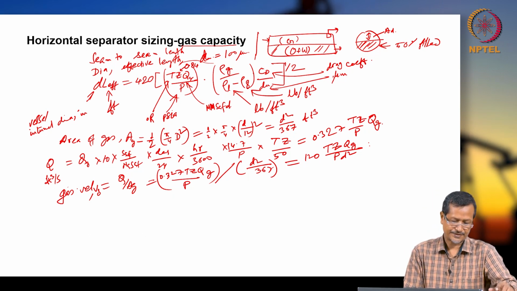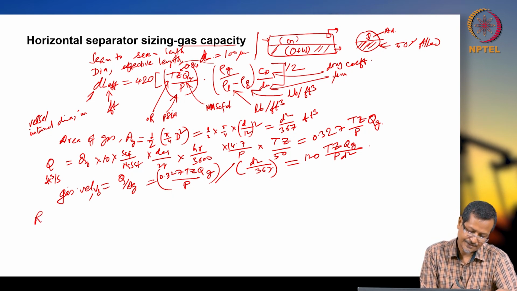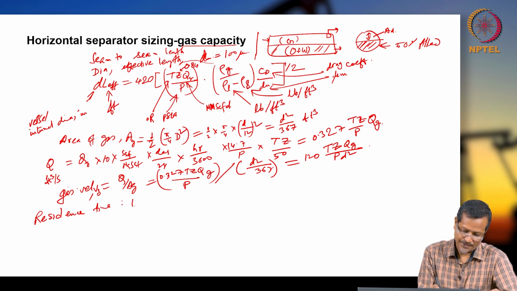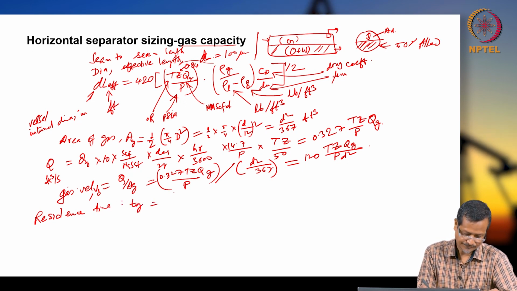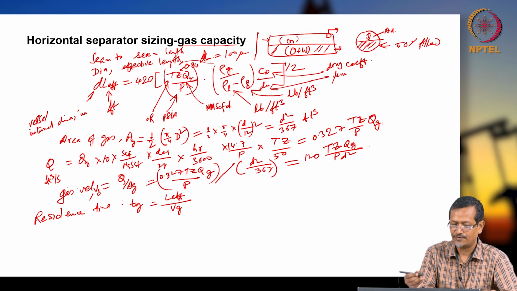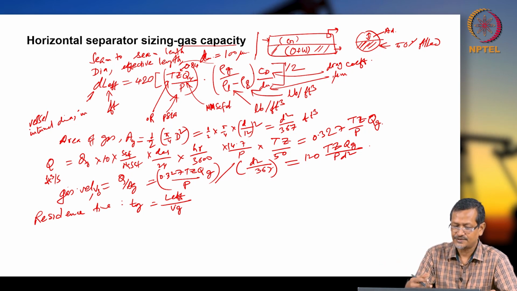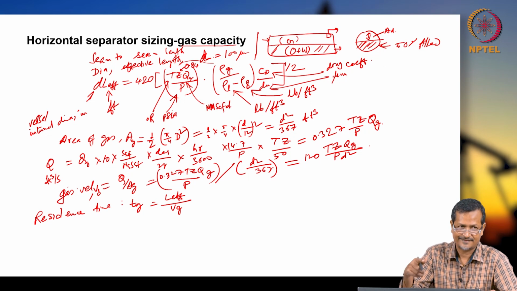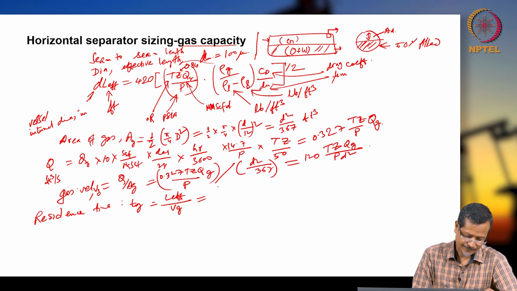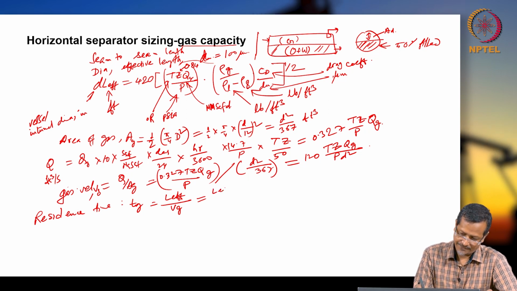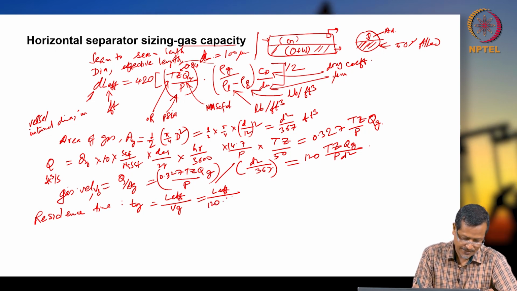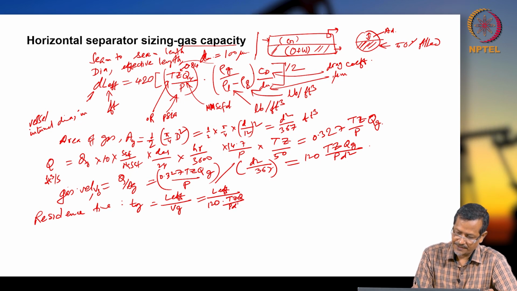Now residence time, Tg equals effective length divided by gas velocity. You see the unit, effective length in feet and Vg also in feet per second, then finally you are getting seconds, feet by feet cancel. So L effective, and for Vg you can put 120 TZ Q G by P d squared.